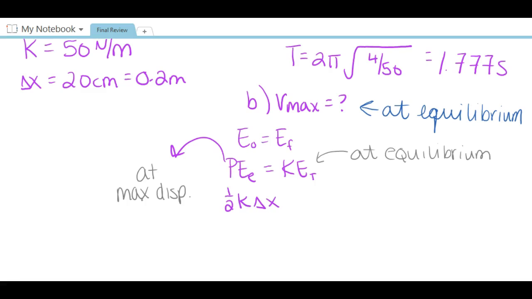Elastic potential energy is 1/2 k delta x squared. Regular kinetic energy is 1/2 mv squared. We can cross out the 1/2 because it has it on both sides. And then from there we know K, and we know delta X, and we know M, so we can plug everything in that we know. So K is going to be your 50, delta X is going to be 0.2, and then mass is going to be 4.